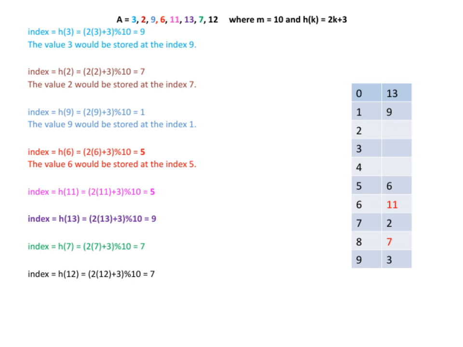Next, for 7, h(7) is (2 times 7 plus 3) mod 10, which is 17 mod 10, so index 7 again, where the value 2 is already stored. Finally, for 12, h(12) equals (2 times 12 plus 3) mod 10, which is 27 mod 10, or 7, again colliding at index 7. This example illustrates how collisions can occur with hash functions, especially when multiple keys map to the same index. Managing these collisions is a key part of designing effective hash tables.